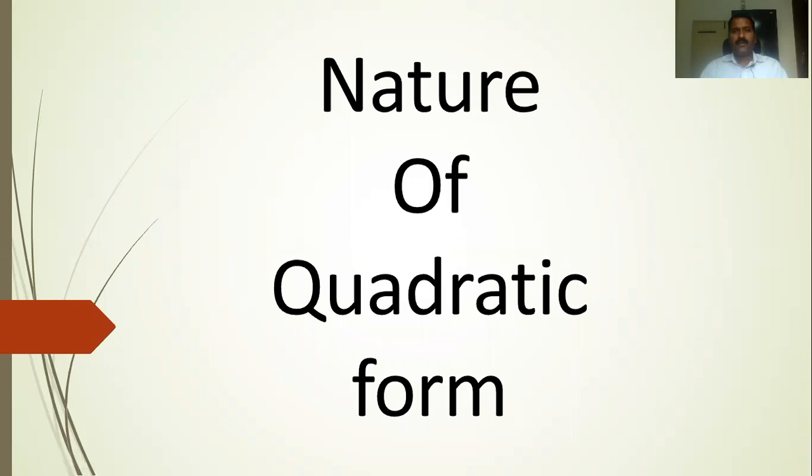In this class, we'll see what is the nature of a quadratic form. By nature, we mean what is the definiteness of the quadratic form and what are the other aspects, like index, signature, and all these things of a quadratic form. Basically, to find its definiteness and nature, we have to reduce the quadratic into its canonical form, right?